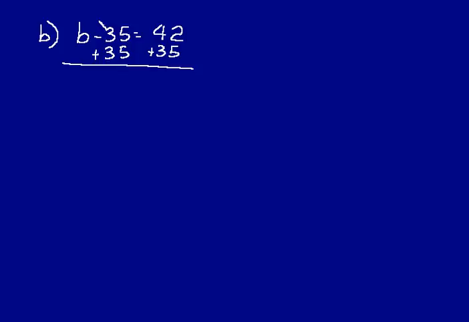And so that cancels on the left, and you're just left with B on the left side. And so then you add 42 and 35, that would be 77. So B is equal to 77.